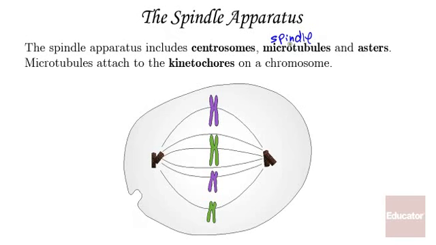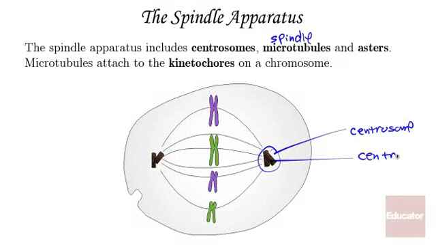Let's look at each part of the spindle apparatus, starting with the centrosome. So the centrosome is right here, and within the centrosome, these 2 brown structures are actually centrioles. There are 2 centrioles located within each centrosome, and these are a type of microtubule organizing center.